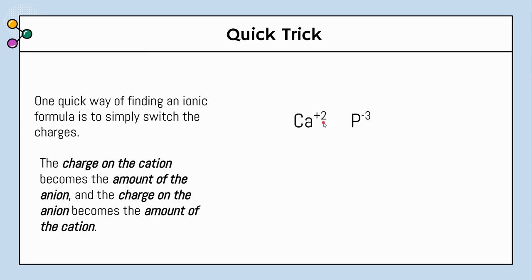The charges will switch their positions and show that if we have Ca +2 and P -3, we're going to need 2 phosphoruses and 3 calciums. And this would work because right here we'd have 3 +2s, giving us a total of +6, and right here we'd have 2 -3s, giving us a total of -6.